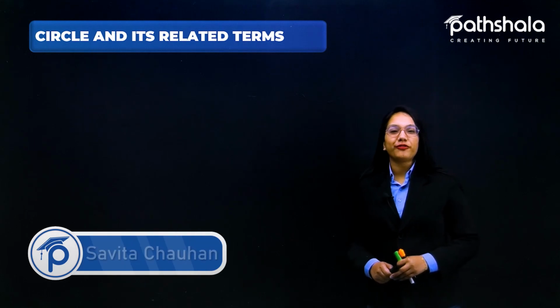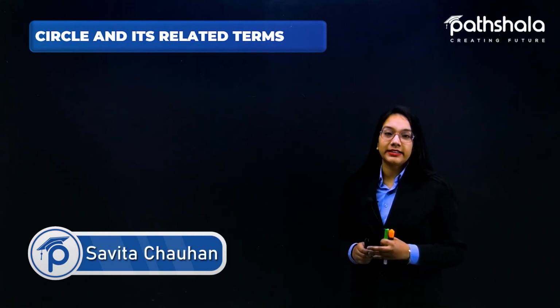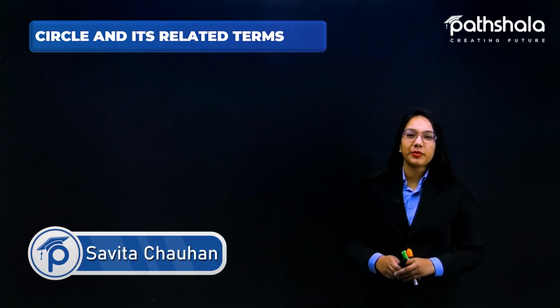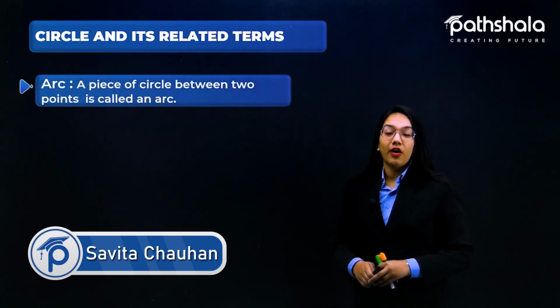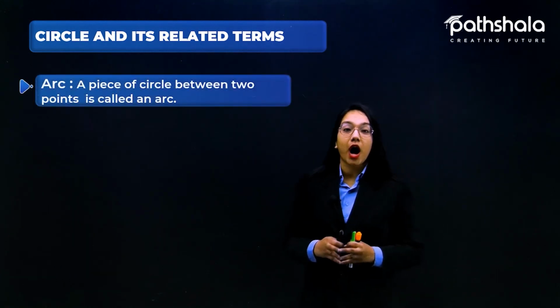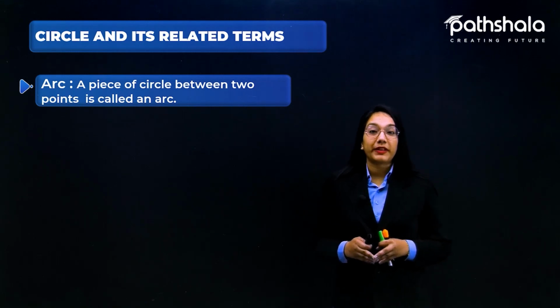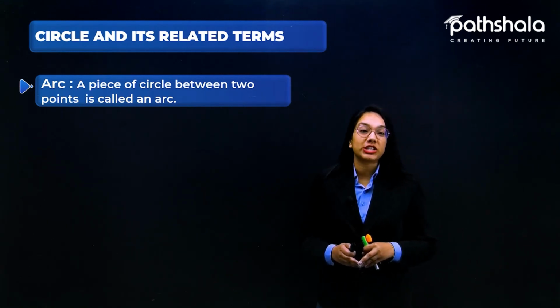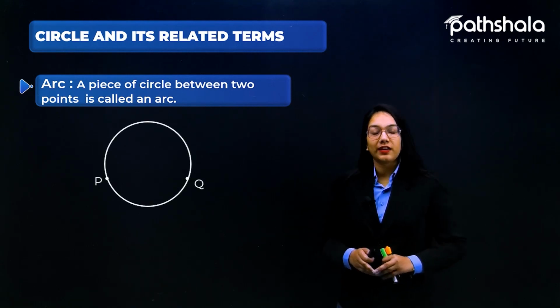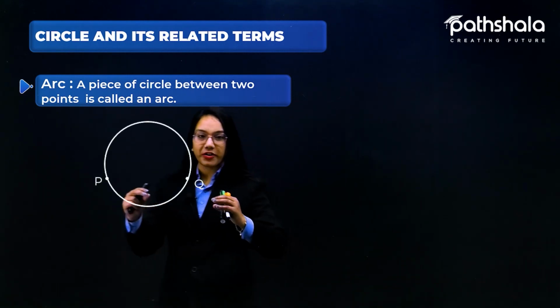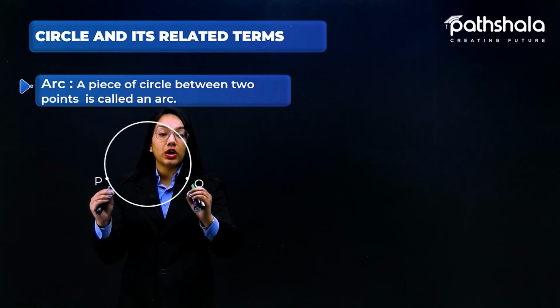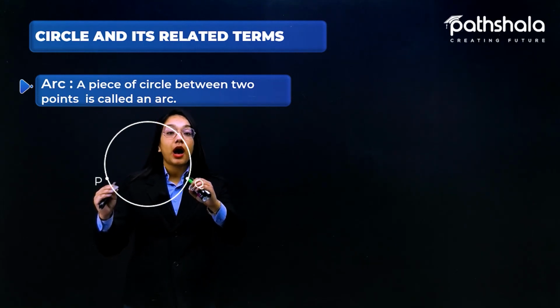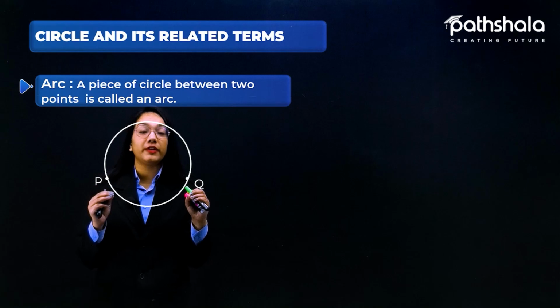Now let's move on further and talk about another related term of the circle, which is called the arc of the circle. So what is the meaning of an arc? A piece of a circle between two points is called an arc. For instance, if I take any particular circle and any two points on it as P and Q, then as per the definition, an arc is a piece of the circle between the two points.